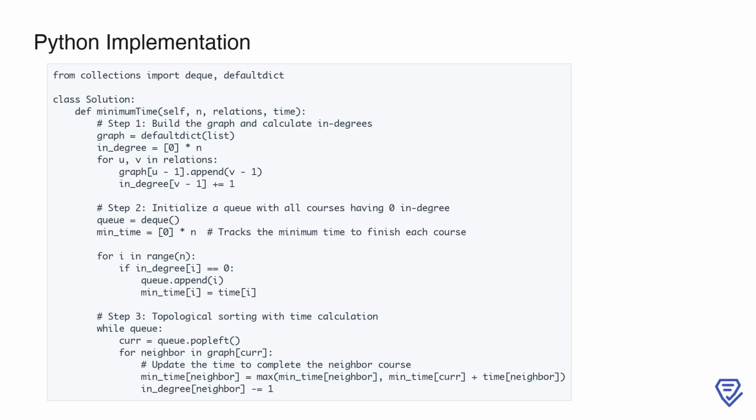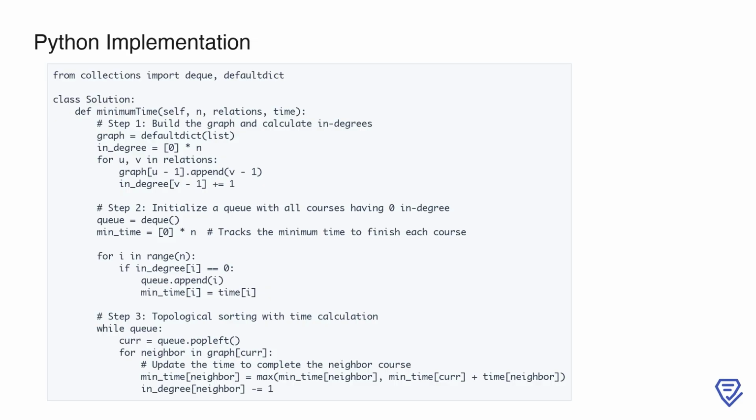To solve the problem, we start by importing the necessary modules from the Python collections library. The deque is used for efficient queue operations, and defaultdict helps us build an adjacency list for the graph. Inside the minimum time function, the first step is to construct the graph and calculate the indegrees of each course. The graph dictionary maps each course to its dependent courses, while the in_degree list keeps track of how many prerequisites each course has. We populate these structures by iterating over the given relations, which represent prerequisite relationships.